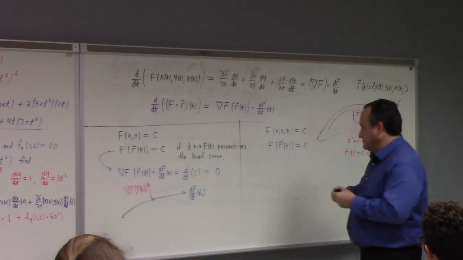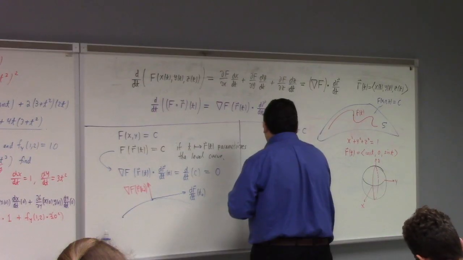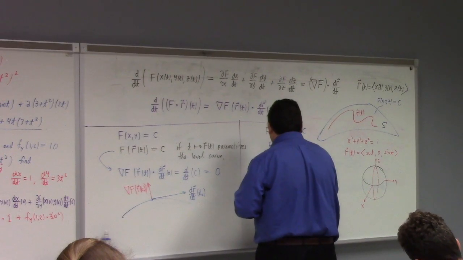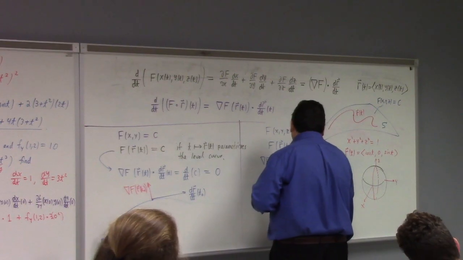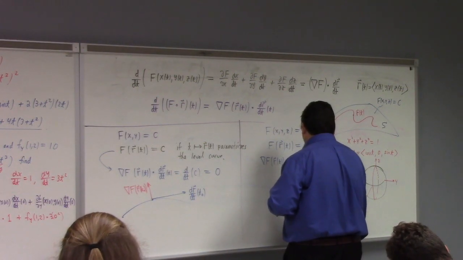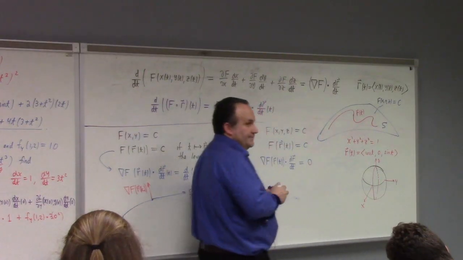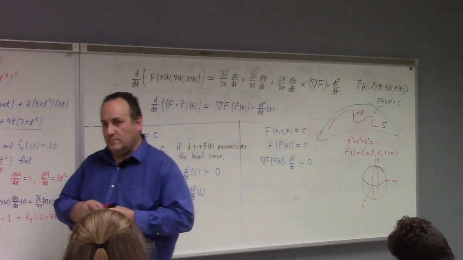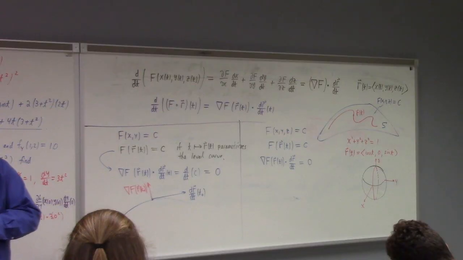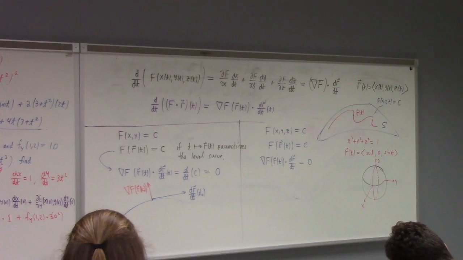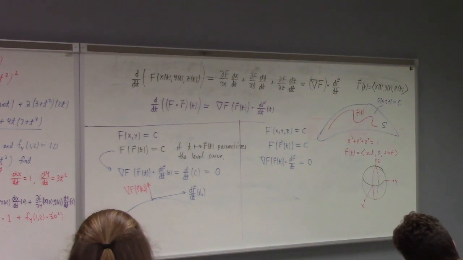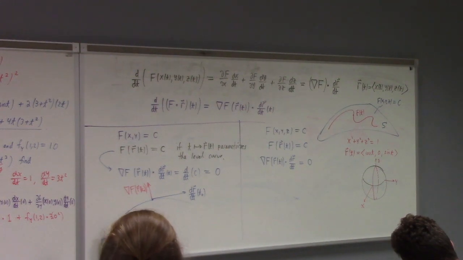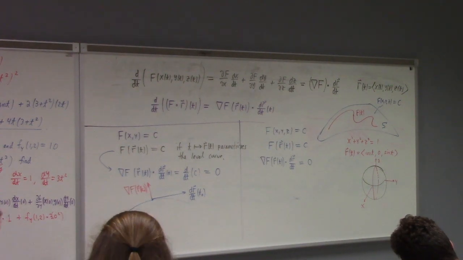Differentiate this. What does it give you? The gradient of f at r of t dotted with dr dt has to equal the derivative of the constant, which is 0. So this shows you that the gradient of the level function for the surface has to be perpendicular to what? It's perpendicular to the tangent vector of the curve, right?